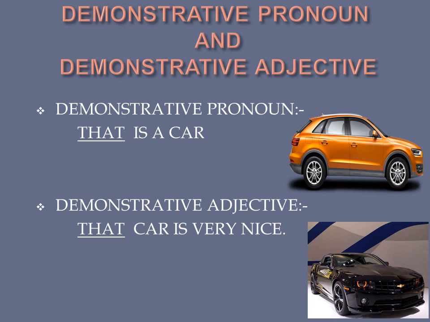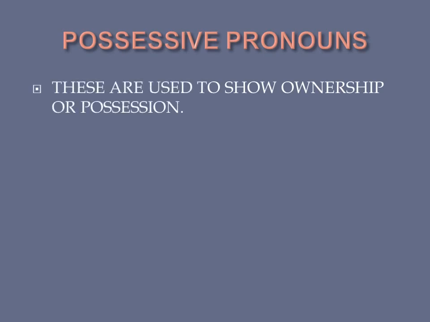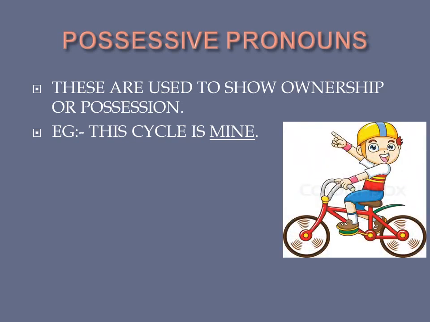So is it clear to all? When we will use a demonstrative pronoun and when we will use a demonstrative adjective. Okay? Let us move to the next one. One more type of pronoun. Possessive pronoun. Now what is a possessive pronoun, children? Possessive is a word which comes from possession. Possession means ownership. Possessive pronouns are used to show ownership or possession.